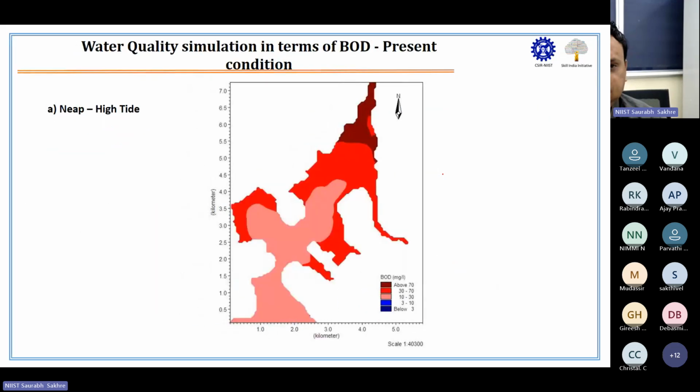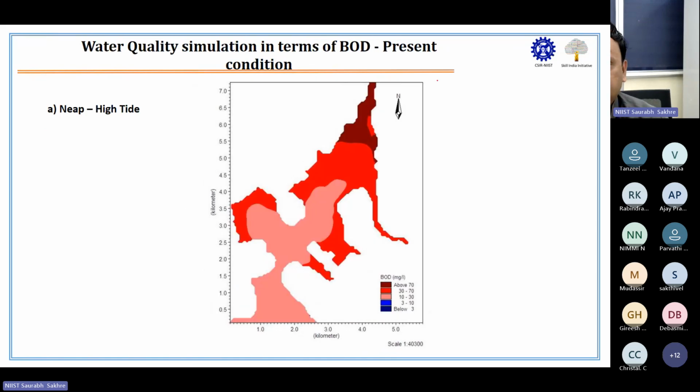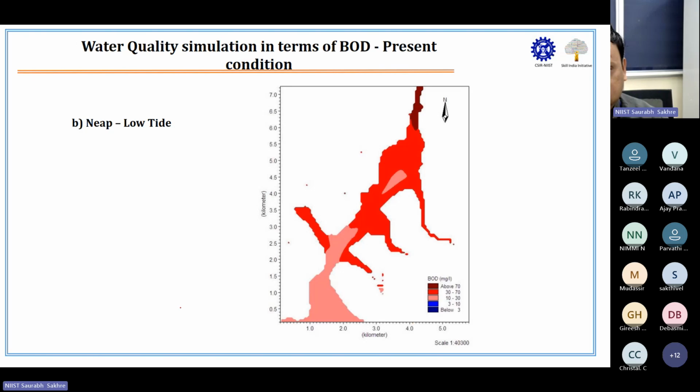So here in this case, this is BOD of present condition, which was 2017. This is in neap high tide. So you can see that these areas are the areas where BOD is above 70 milligram per liter, and this is the area where it is 30 to 70 and below that. Now this is BOD in present condition in neap season, low tide.